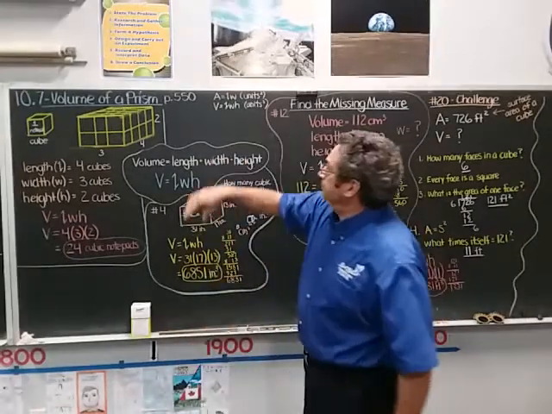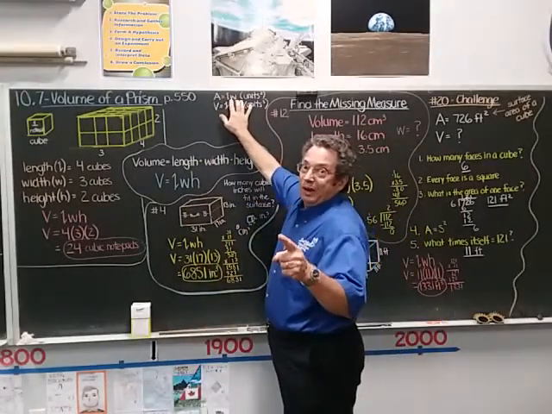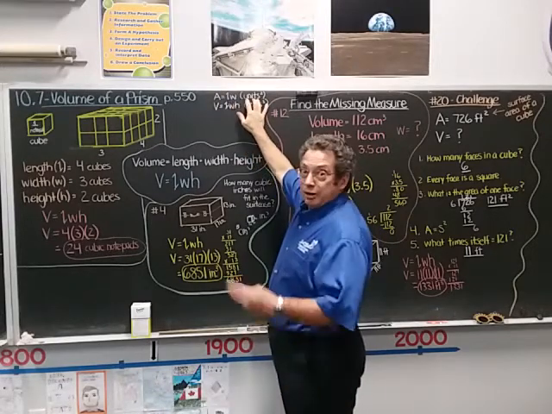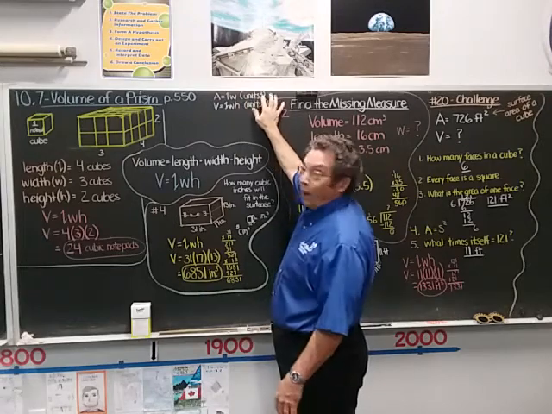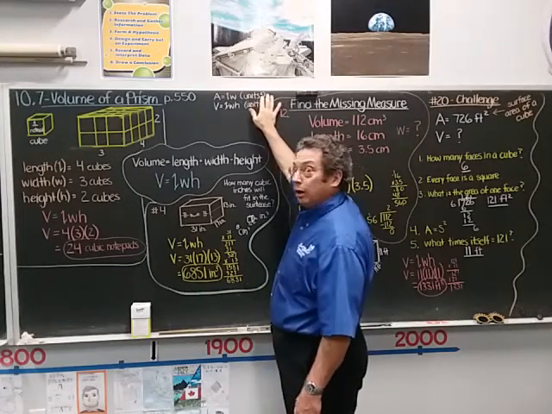So here's the key. When we find area, we multiply two things together, the length and the width. And since we multiply two things together, the units, whether it's meters or inches, are always squared. Units are always squared.